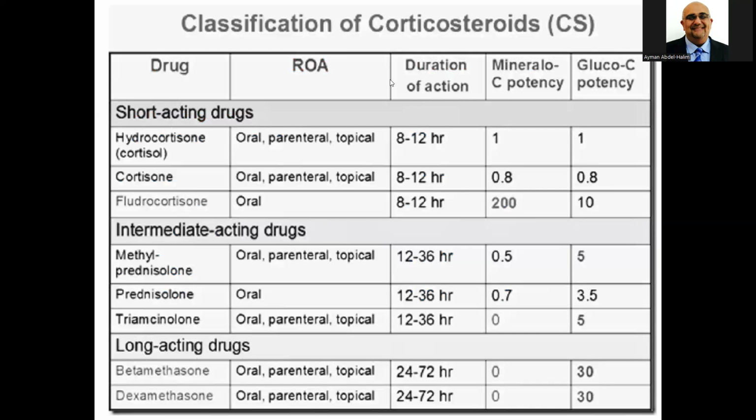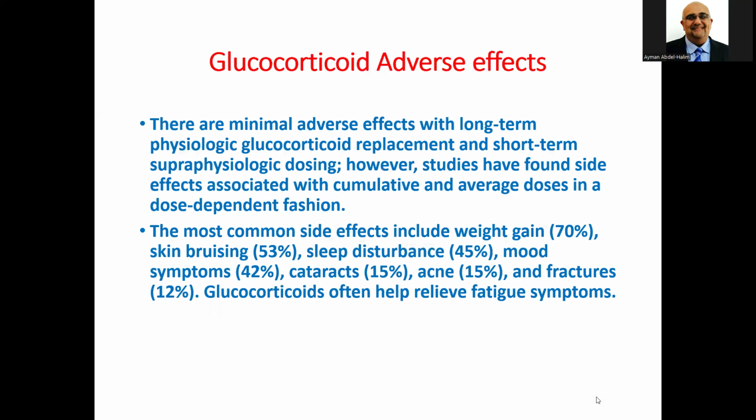Steroids are classified either short-acting, intermediate-acting, or long-acting, also classified based on their mineralocorticoid potency versus glucocorticoid potency. For example, hydrocortisone is 1-to-1 mineralocorticoid to glucocorticoid potency, while a drug like dexamethasone is mainly glucocorticoid in potency here.